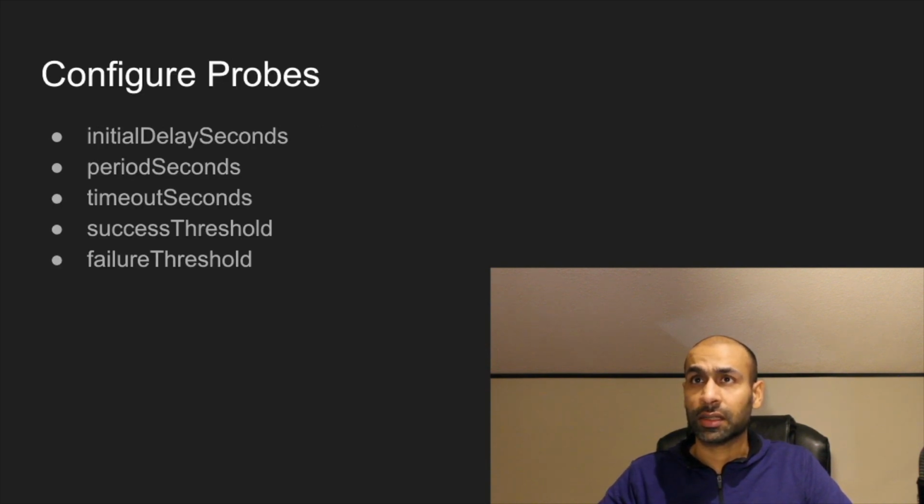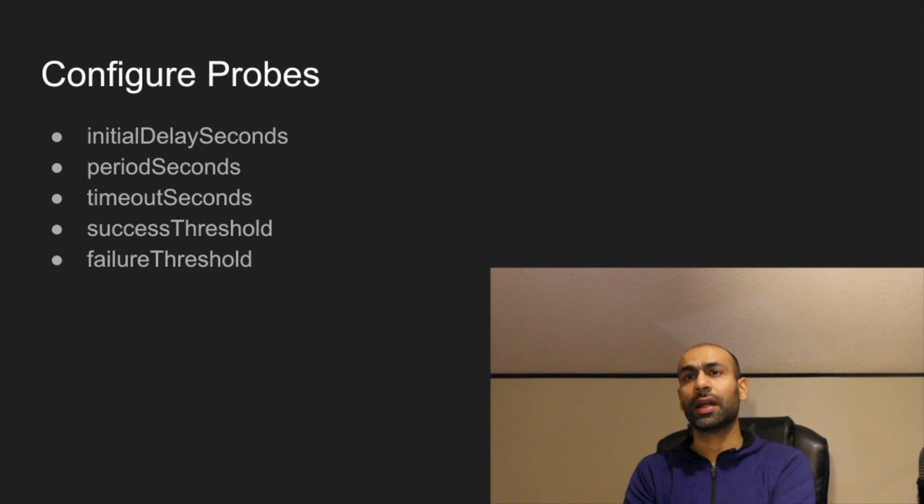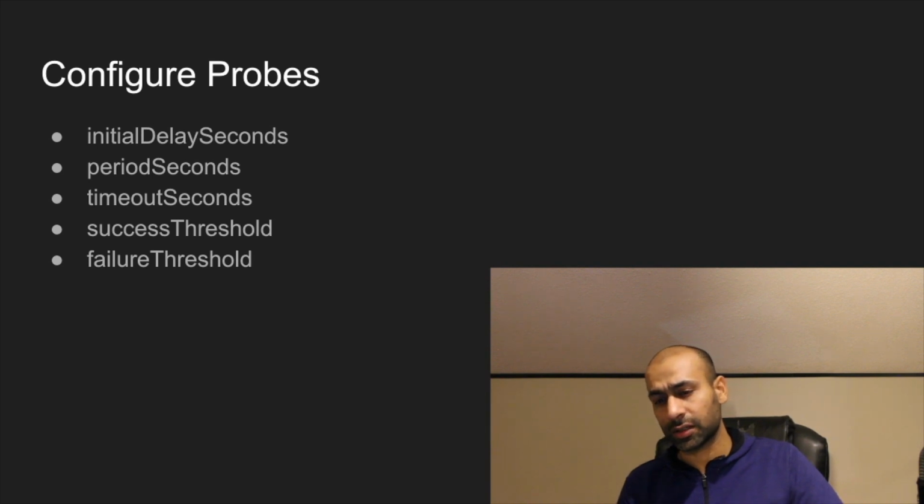There are additional configurations that you provide to the probes. First is initial delay: after how many seconds the probe should start. Next is period seconds: the interval after which it should try again. Then timeout: for how many seconds it should wait for the response to come back. Then the success threshold: after how many successes it should consider the application is up. Then the failure threshold: after how many failures it should restart the container.